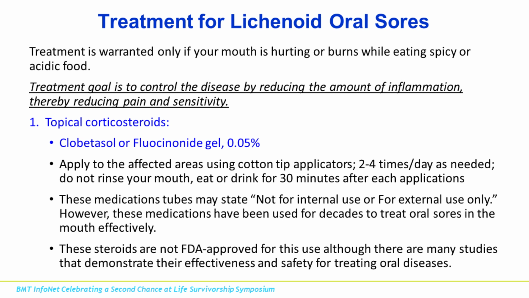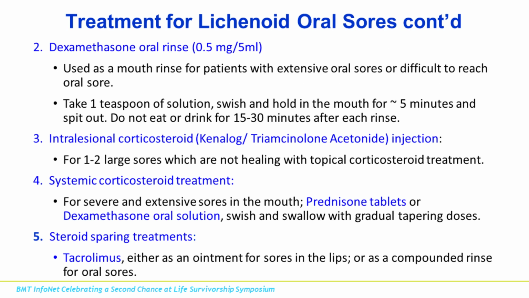So it is either clobetasol, which is stronger, or fluocinonide gel, which is a little intermediate, so either one depending on how extensive the disease is. The other option, if you have a lot of areas affected, like the cheek, tongue, and other places, is that it's very hard to put the gel on topically. So we can prescribe a rinse form, and the most common one that we use is dexamethasone, as you might have heard.